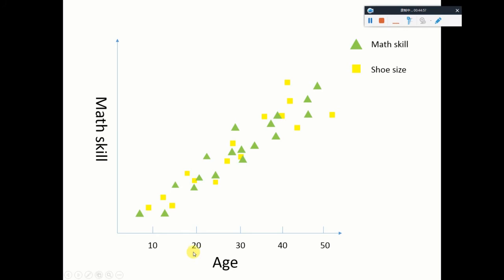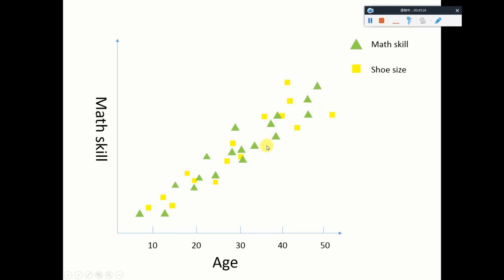If the correlation between math skill and shoe size at each level of age is still positive, then the correlation between these two is real. But if at every level of age the correlation between shoe size and math skill is gone, then the correlation between math skill and shoe size will be spurious.